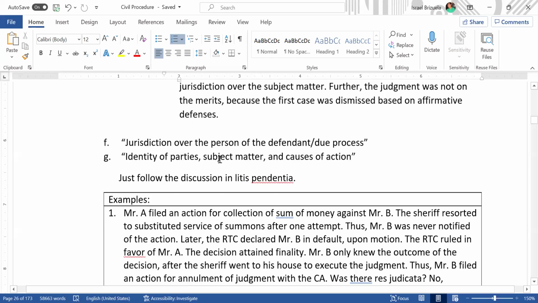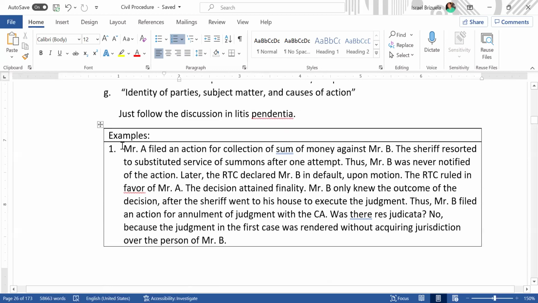Jurisdiction over the person of the defendant, identity of parties, subject matter, and causes of action. Just follow the discussion in litis pendentia.